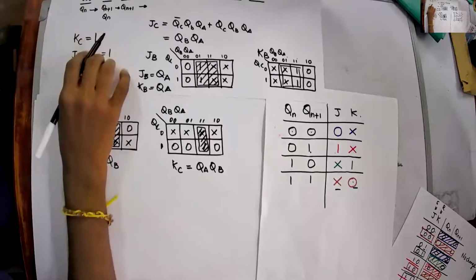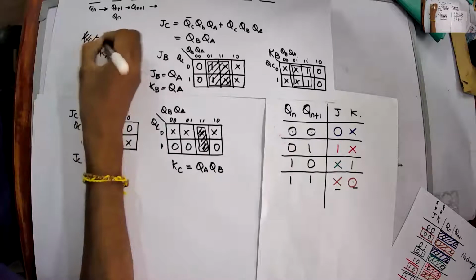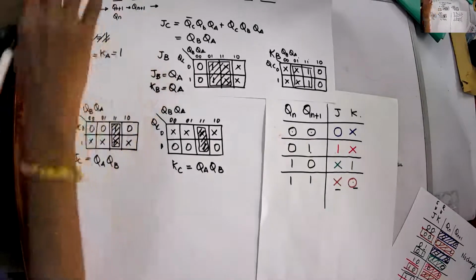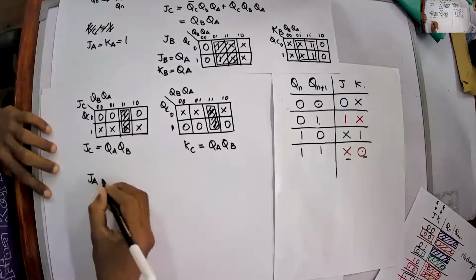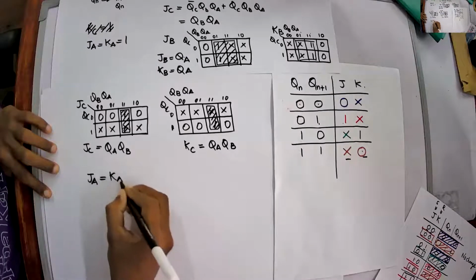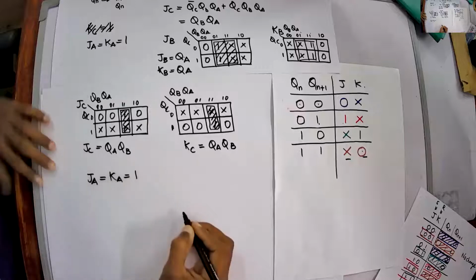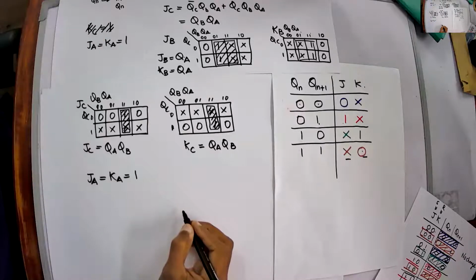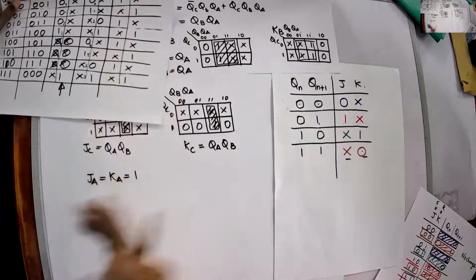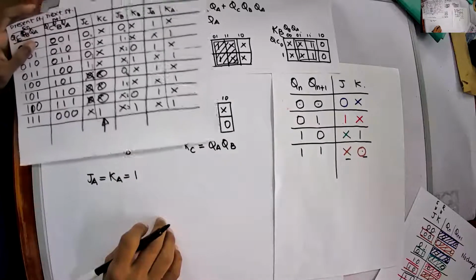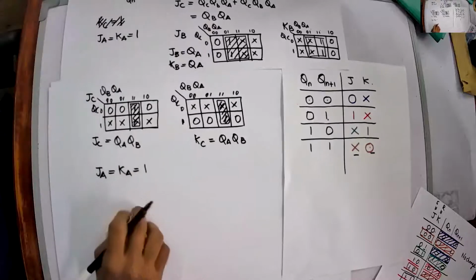So that KC is not 1. We have changed it. So I can write that my JA equals KA equals 1, from this one, because all these are 1 don't care, 1 don't care. I can take it as 1. From this table, I took it as 1.